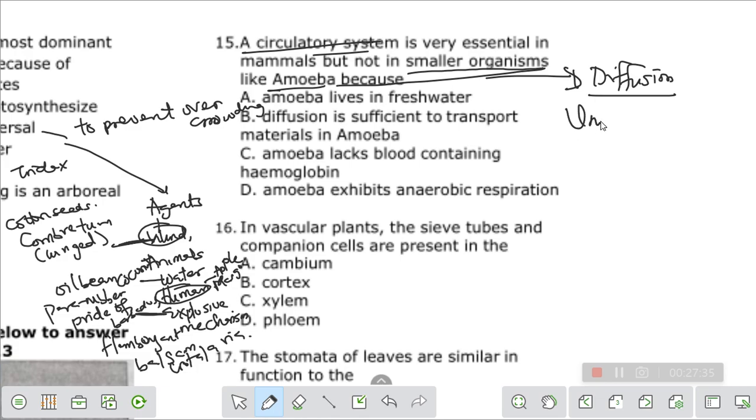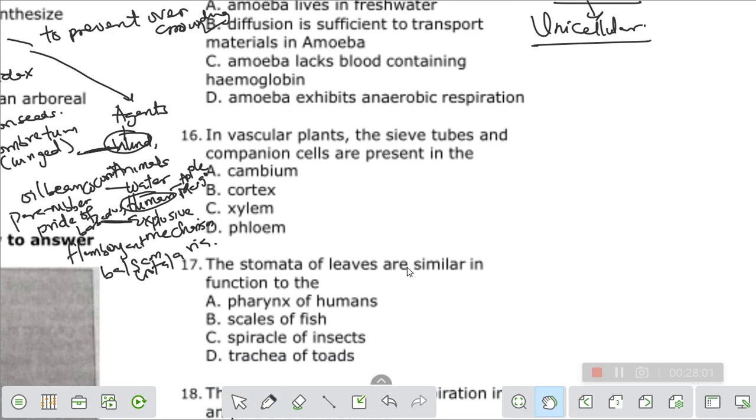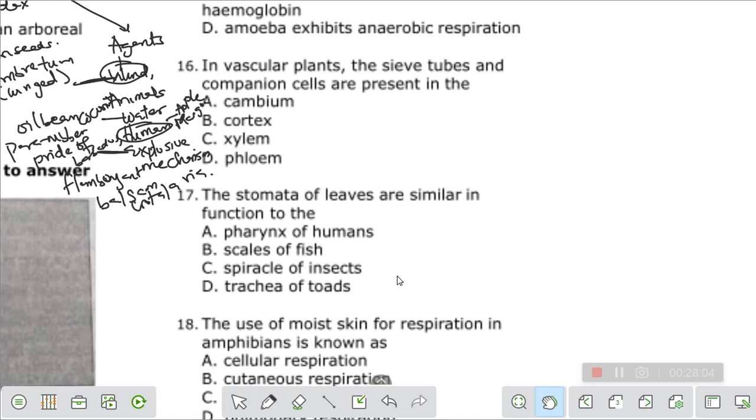So in vascular plants, the sieve tubes and companion cells, where are they present? Are they in the cambium? Are they in the cortex? Are they in the xylem? Are they in the phloem? So what's the answer?